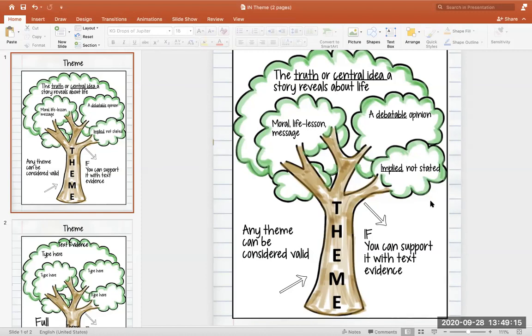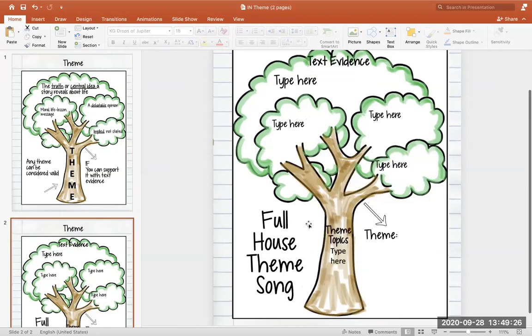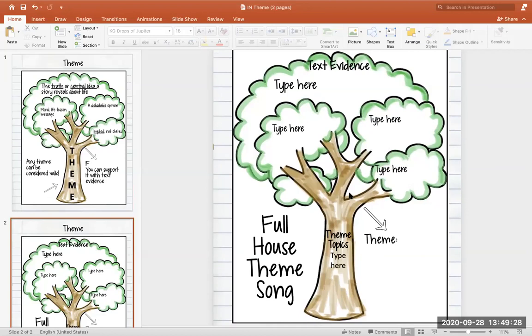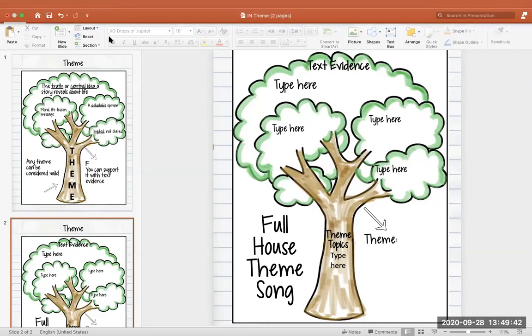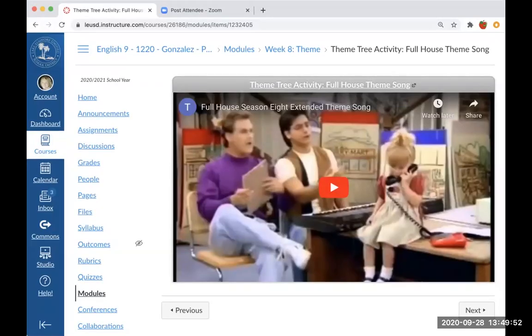Okay, the next theme tree is going to be us figuring out what the theme is for the Full House theme song. We're going to come back to this one right now. But first, we're going to watch the theme song. And I'm going to stop in the middle of the theme song and tell you guys where to start really paying attention. The whole song is about the same theme, but I'm going to pull text evidence from the second part of the theme song. So I'm going to stop sharing this and then share the video. All right, here we go.